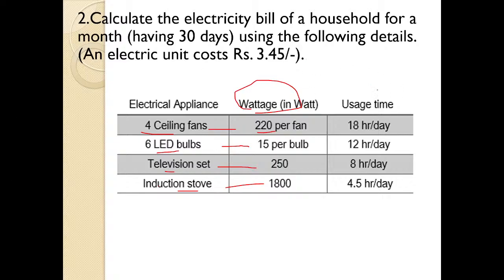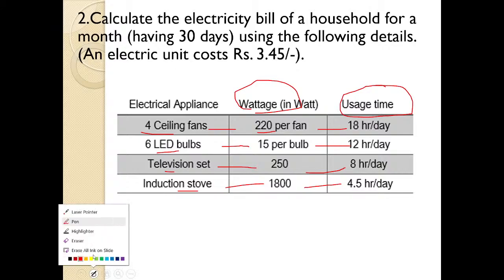For how much duration of time are they being turned on? The fan is turned on for approximately 18 hours per day. Bulbs are turned on for 12 hours. Television is turned on for 8 hours. Induction stove is turned on for 4.5 hours. Just note down the question as quickly as possible.